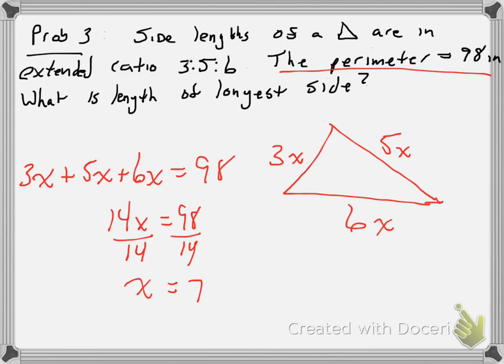Okay, but here's what we have to understand. What is it asking for? What is the length of the longest side? Well, between 3x, 5x, and 6x, the longest side here is going to be 6 times x. So my longest side is 6 times 7, which is going to be 42 inches long.